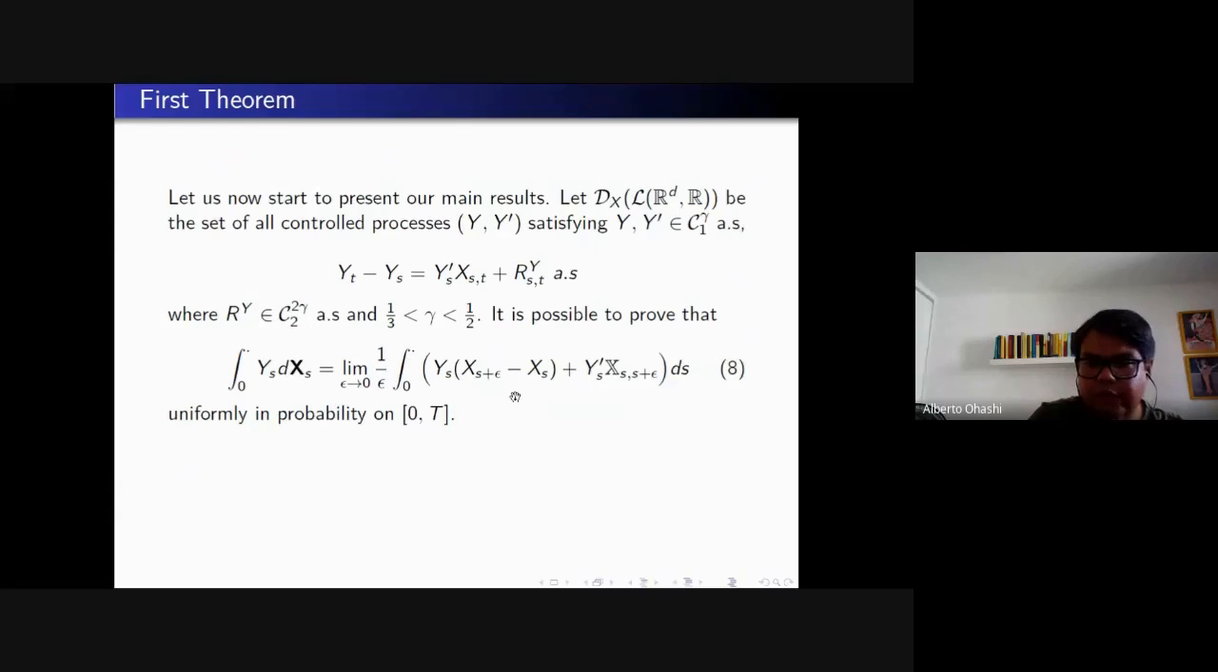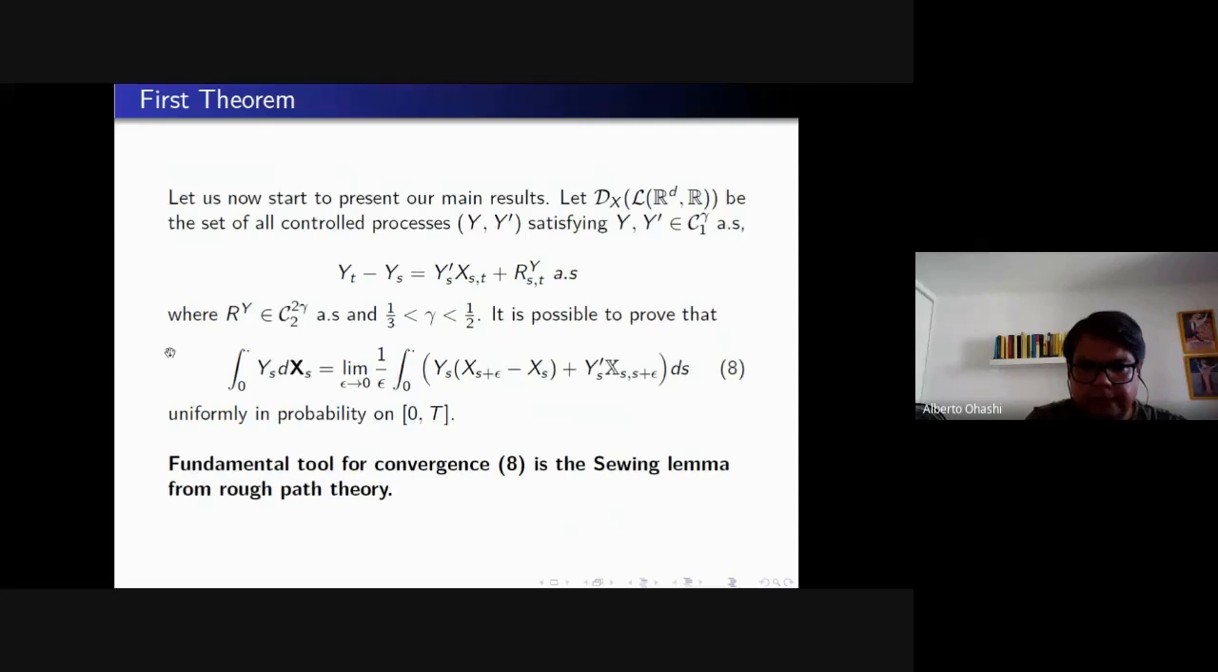So the first lemma in this direction of proving our first result, a major result, is to check that actually equation 8, this object here, converges to the rough path integral. This is not surprising, but some work has to be done. But the fundamental tool for convergence 8 is really the Sewing lemma.